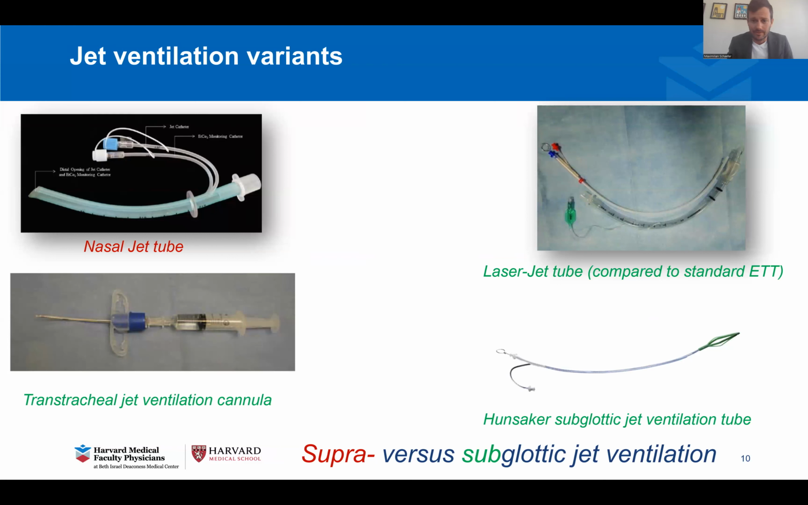So there are a couple of devices to facilitate supra and subglottic jet ventilation. So for example, for supraglottic jet ventilation, there are nasal tubes, or nasal airways, that basically look like a standard nasal airway, but have additional channels to allow jet ventilation. There are laser tubes, so standard classic ETT tubes that basically have jet ventilation channels. There's a Hunsaker tube that I mentioned before. These are all subglottic variants. There are specific cannulas to facilitate transtracheal jet ventilation, so another subglottic variant that I mentioned.